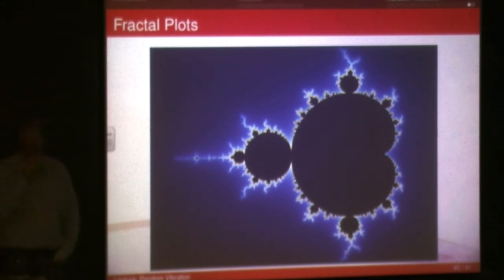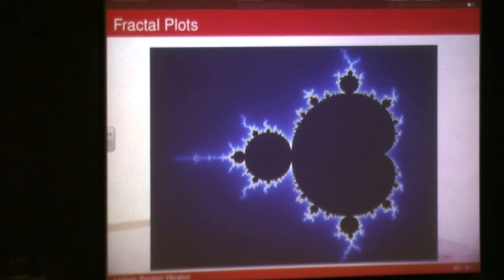This is a fractal plot. It's called the Mandelbrot set. You may have seen it before. And a fractal plot basically is a system where no matter how far you zoom in, you get the same repeating pattern. So here, like I said, is a Mandelbrot set.